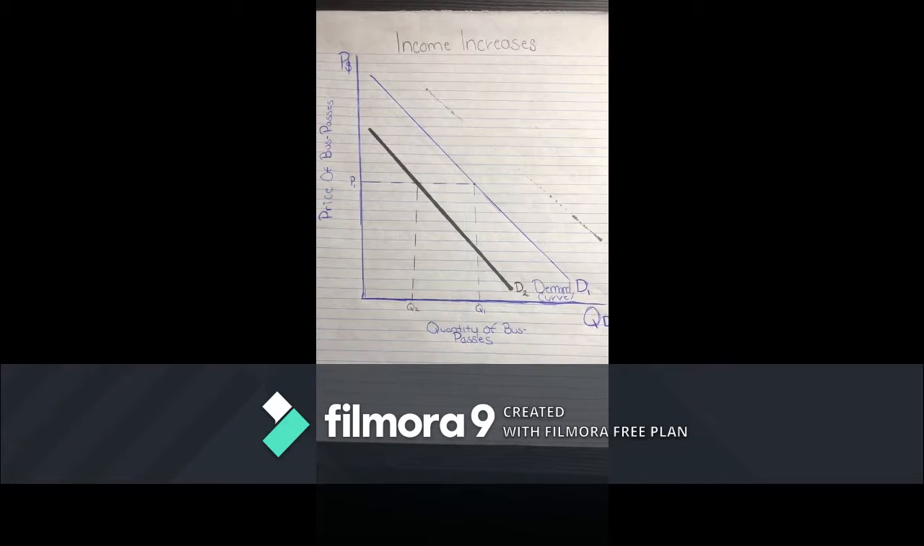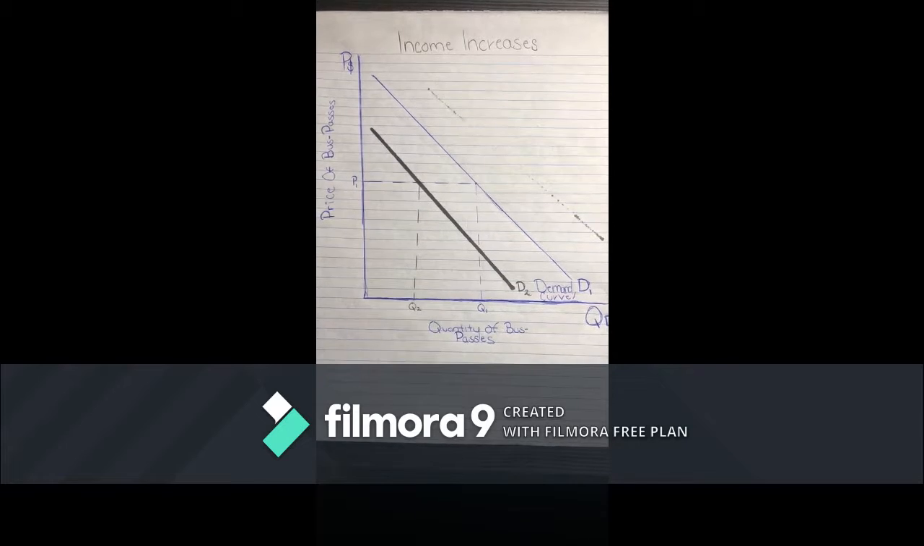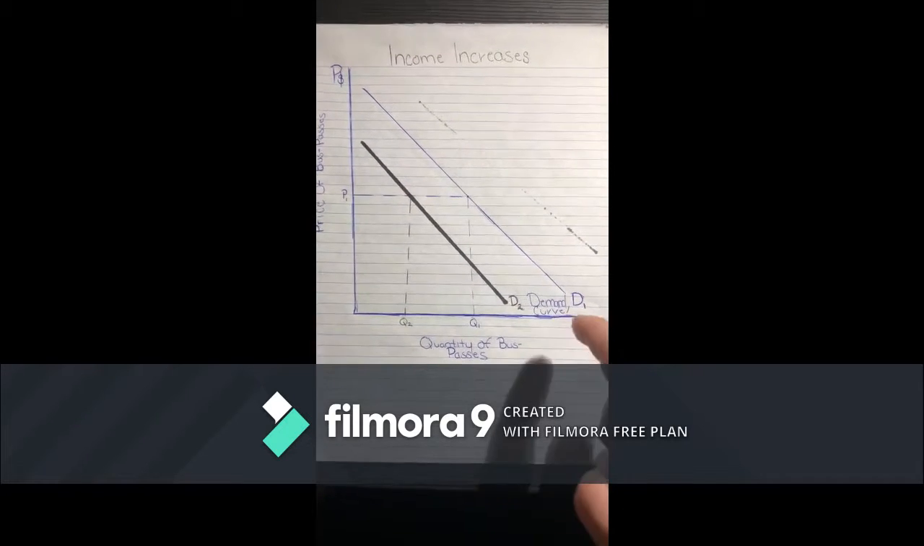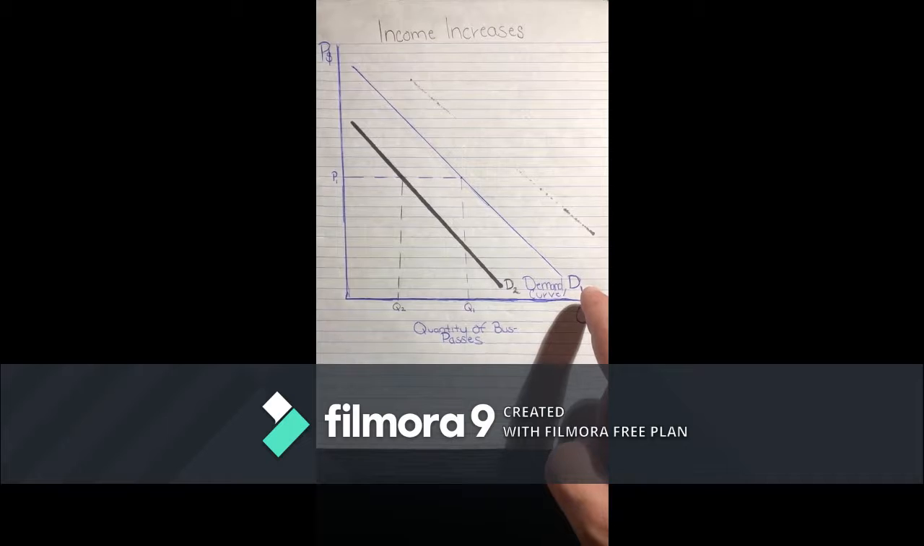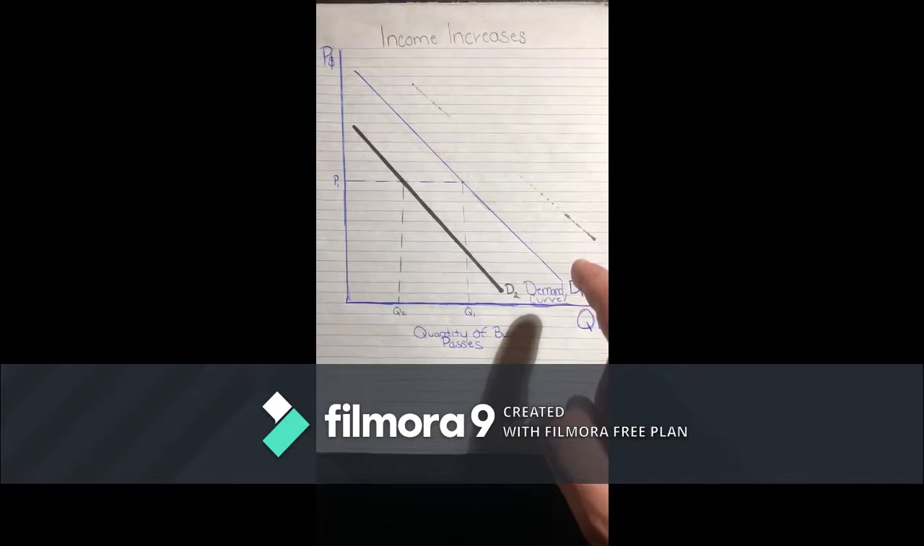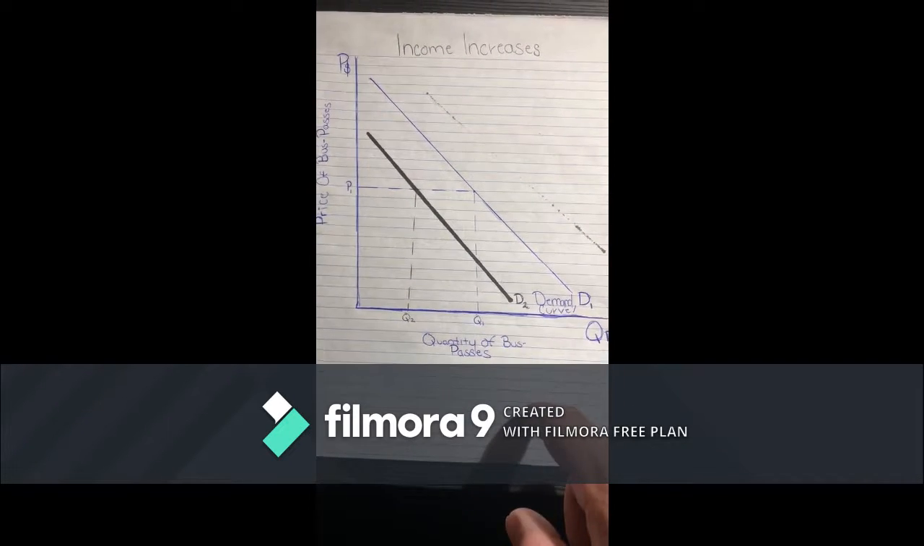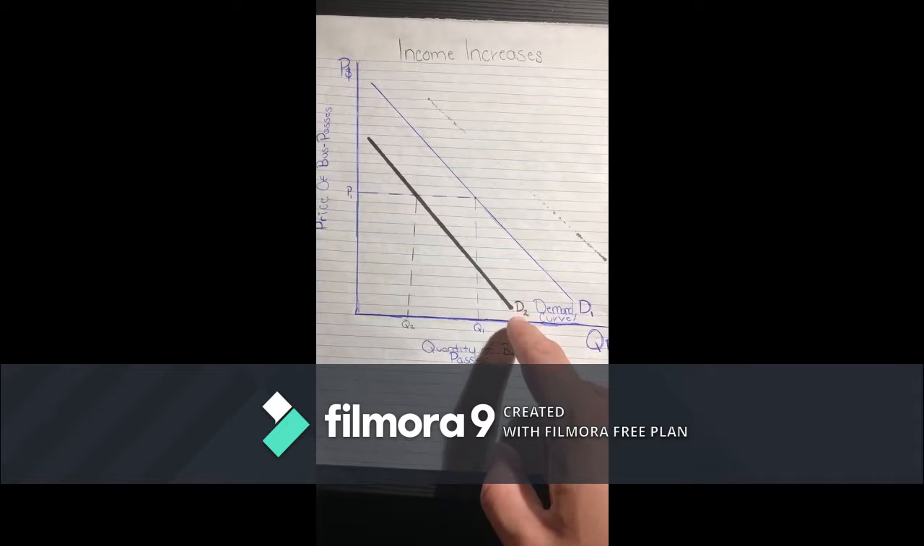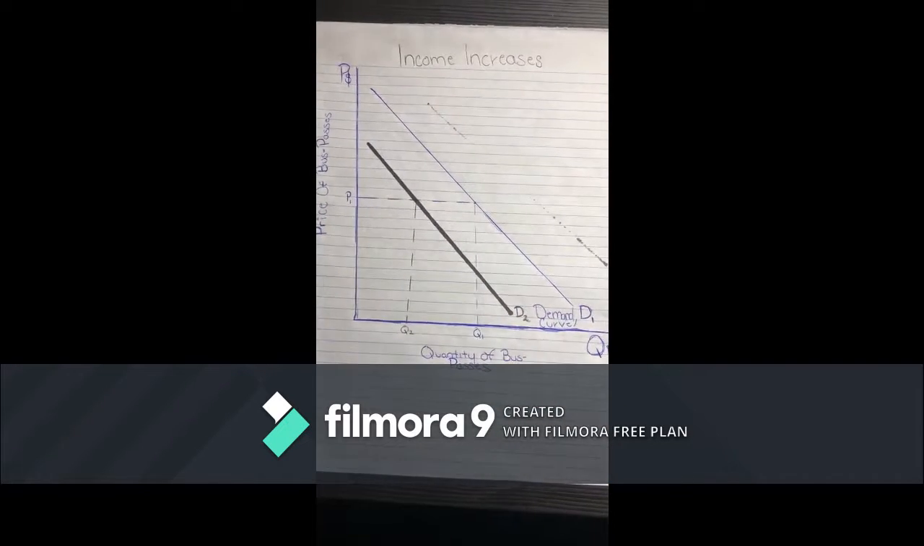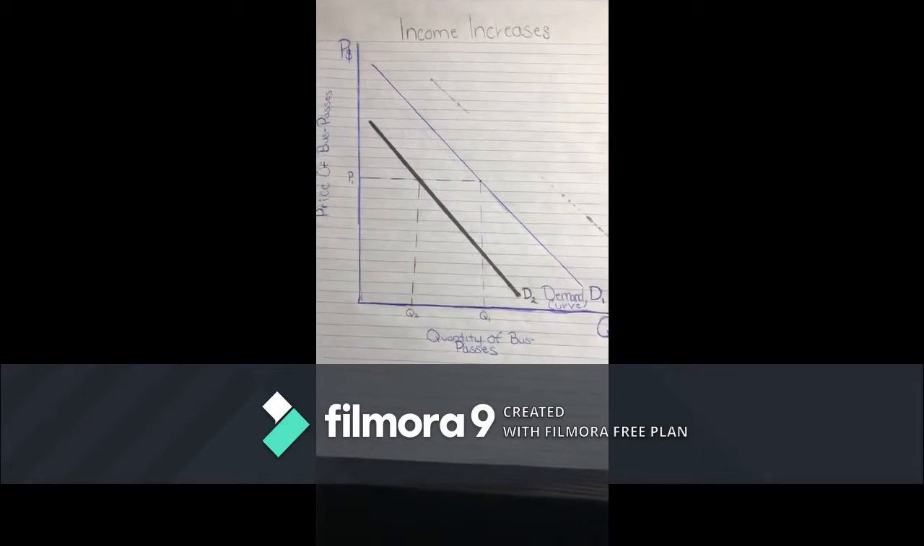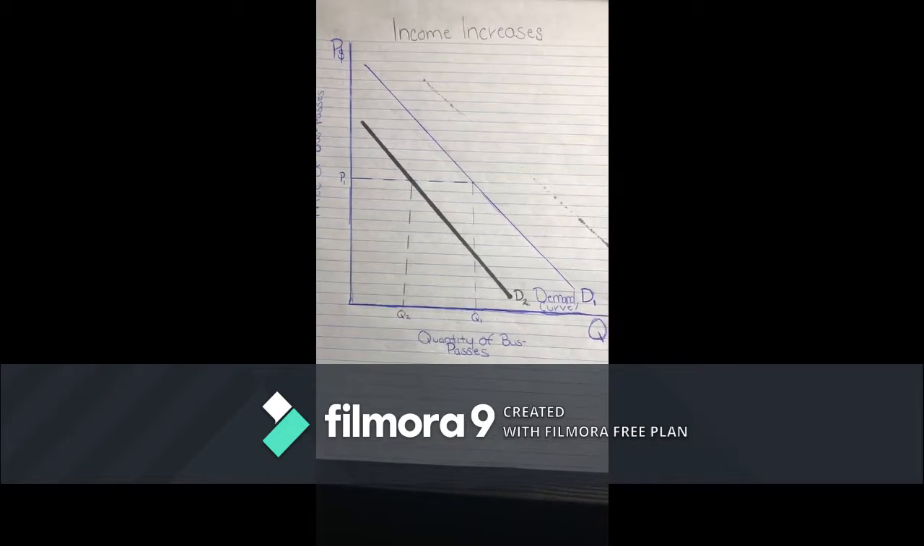If we charted what we discussed in our example, this is what the chart would look like. D1 is the demand curve for bus passes at the original income. As income increases, the demand curve shifts to line D2, as the demand for this inferior good, which is bus passes, would decrease.